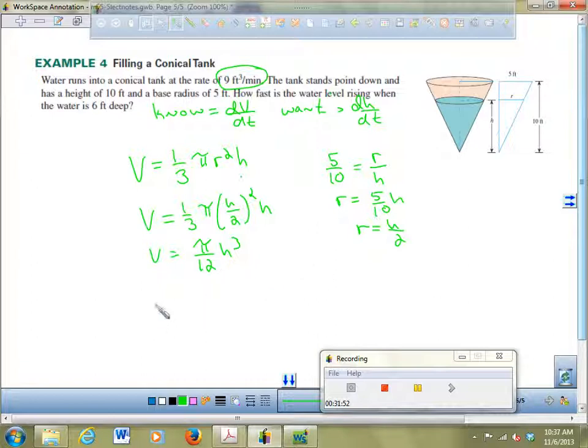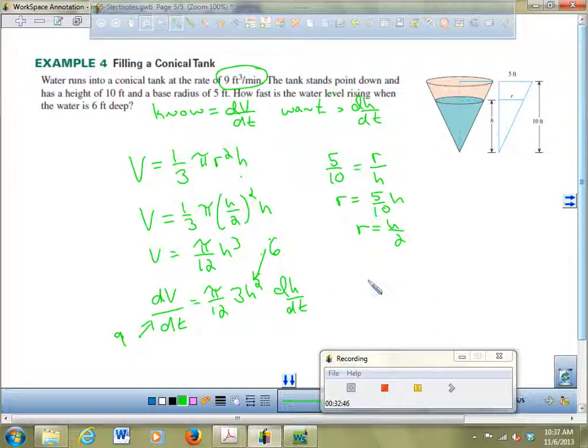Okay? So now I could write my dV/dt is equal to pi over 12 times 3h squared times dH/dt. And I don't even need to know the radius, right? I can know the height. I could plug in 6 in there. Sorry, 6 in there. I can plug in 9 for dV/dt in there. And then I could solve that for dH/dt.